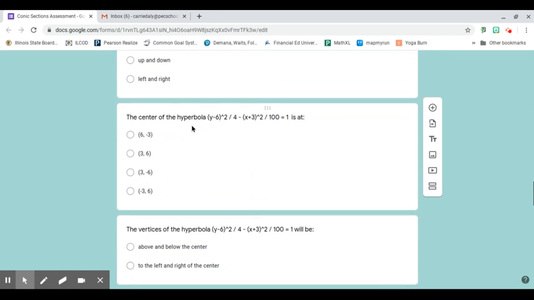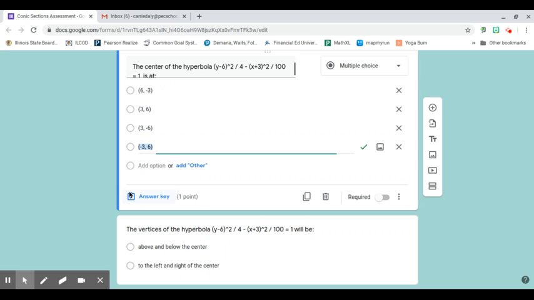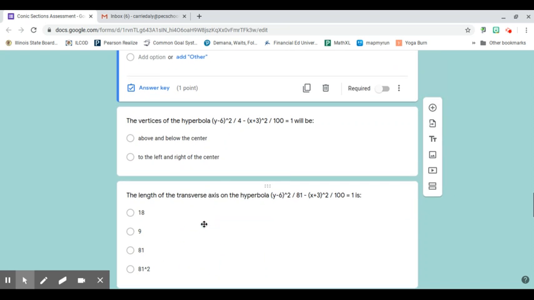The center of this hyperbola will be, well, here's my x term, move it to the left 3. Here's my y term, move it up 6. Left 3, up 6. There's your center. The vertices of this hyperbola, again, is opening up and down because the y squared part is positive. The vertices will be up and down or above and below the center.